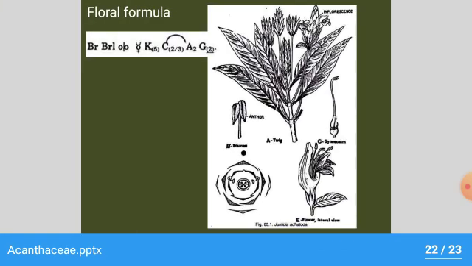This is the floral formula and diagram of Justicia adhatoda. Bracteolate, zygomorphic, bisexual, calyx 5, gamosepalous, corolla 2/3, gamopetalous, stamens 2, epipetalous, ovary superior, bicarpellary and syncarpous. Thank you.